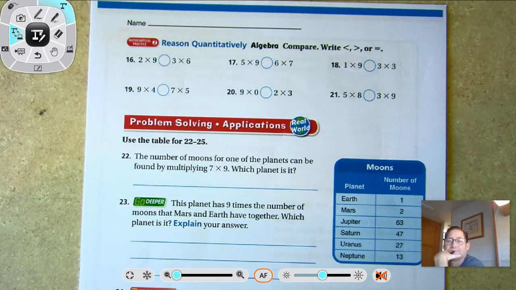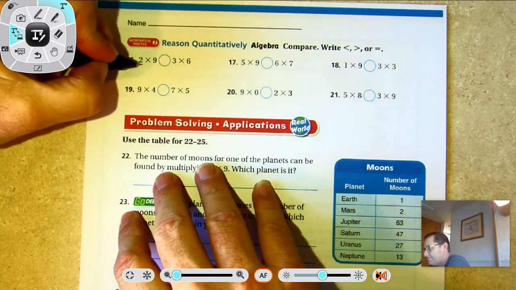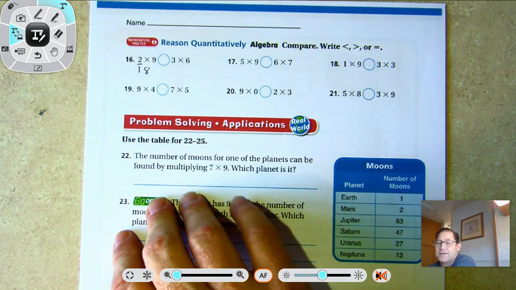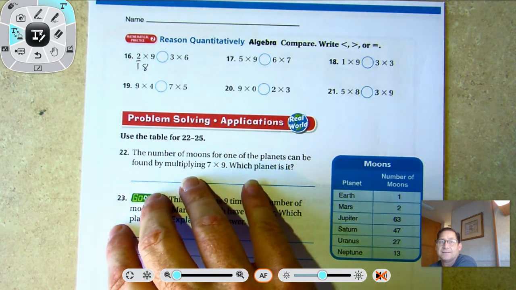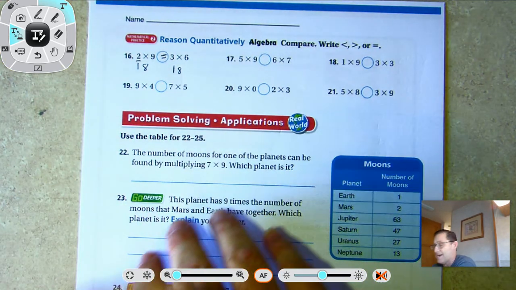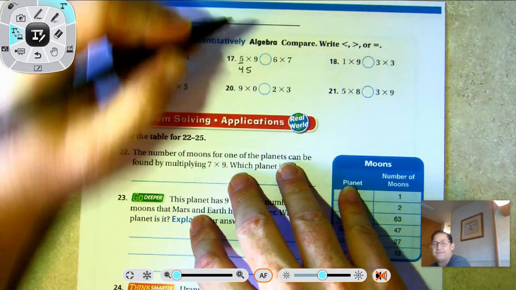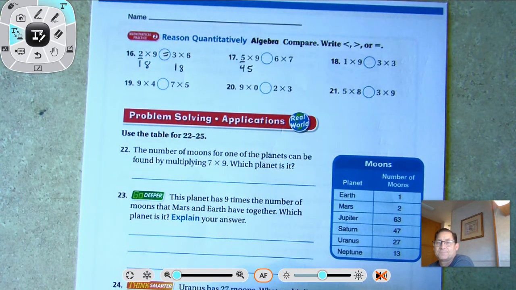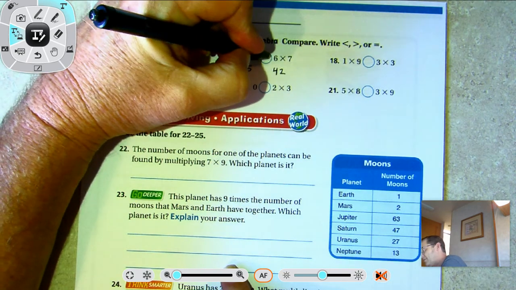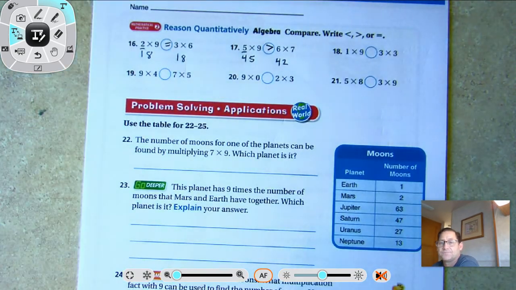Reason quantitatively. Compare with less than, greater than, or equal. 2 times 9 compared to 3 times 6. 2 times 9 is going to be 18. 3 sets of 6, that's the same as 3 times 3 twice. 3 times 3 is 9. 9 plus 9 is 18. Okay, those two are equal. 5 times 9 is 45. 6 times 7. 7 times 3 is 21. Double that. That's 42. So 5 times 9 is greater than 6 times 7.